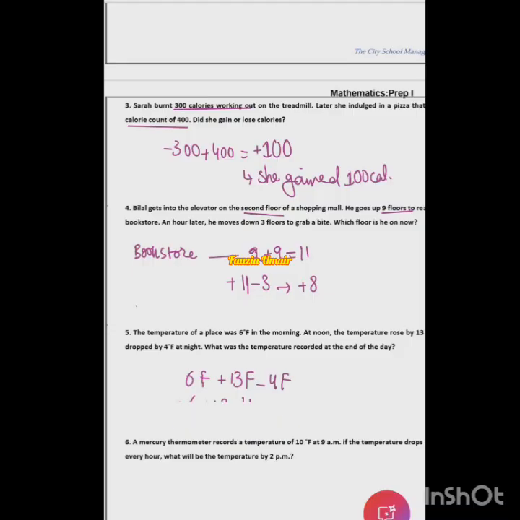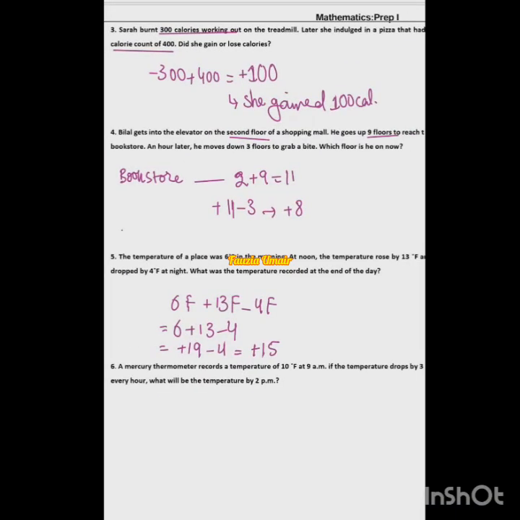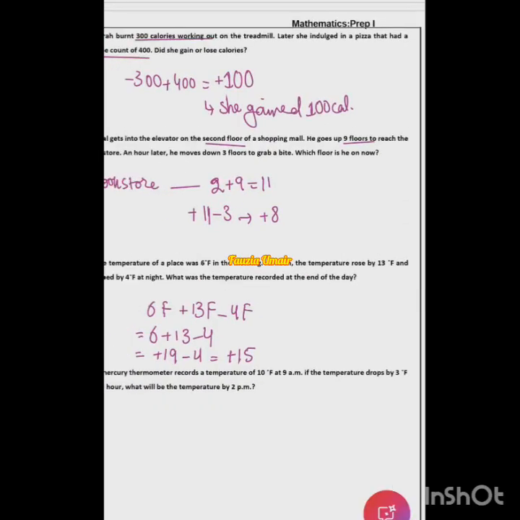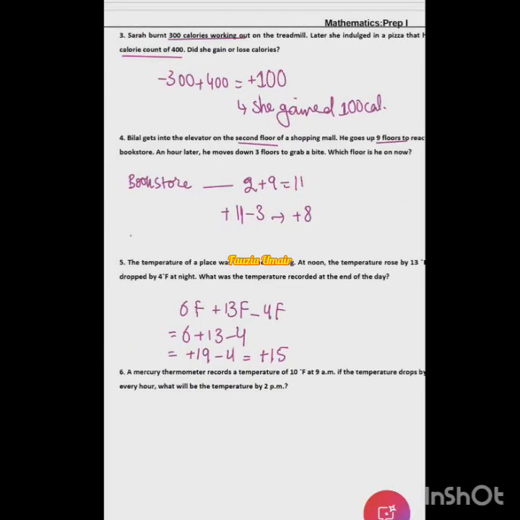Right. The last question is: a mercury thermometer records a temperature of 10 Fahrenheit at 9 a.m. If the temperature drops by 3 Fahrenheit every hour, what will be the temperature by 2 p.m.? How should we solve it? First we'll see how many hours are between 9 a.m. and 2 p.m.